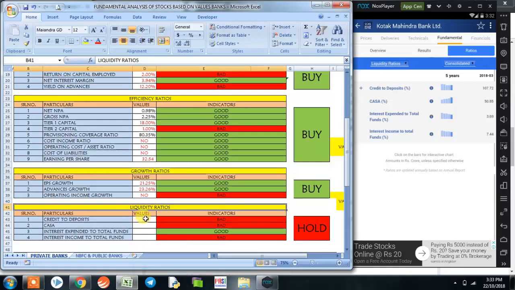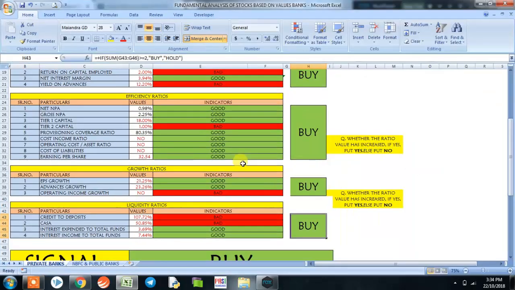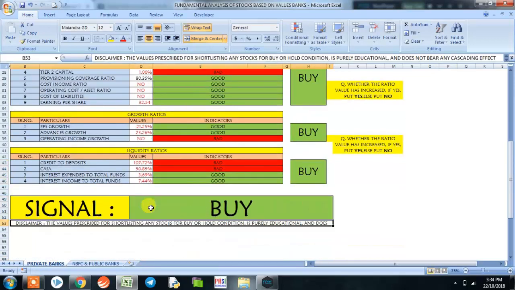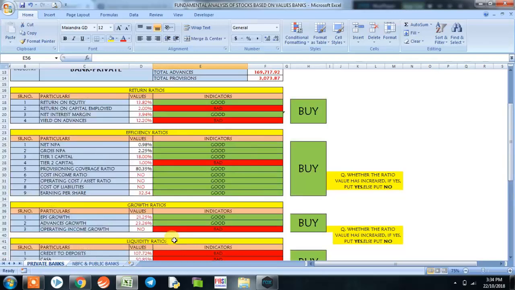Now coming on to the liquidity ratio, the first liquidity ratio is credit to deposit ratio, which is 107.72. CASA, the current account savings account ratio, is 50.85. Interest expended to total funds is 3.69, and interest income to total funds is 7.44. So here we could see that the liquidity ratio has given us a signal to buy the stock at this point of time. The program in its entirety has given us a signal to buy the stock at this point of time.